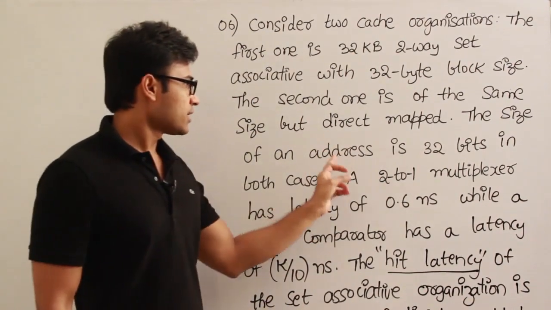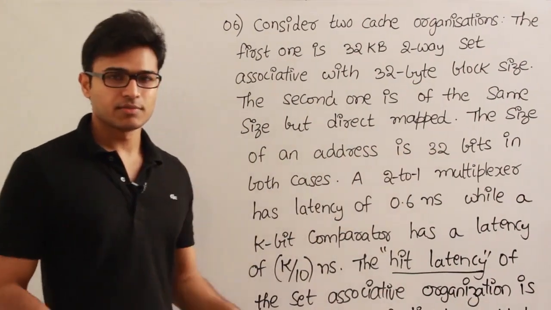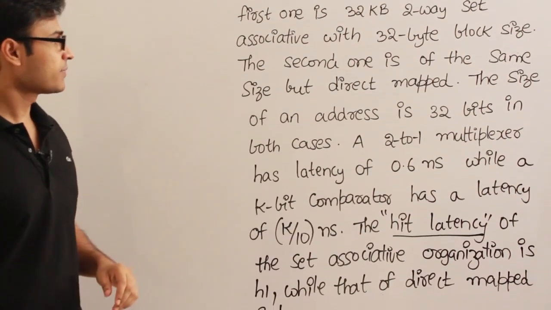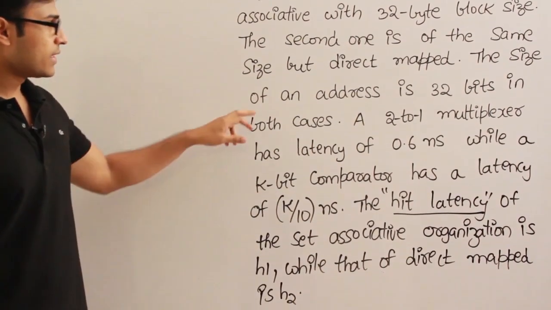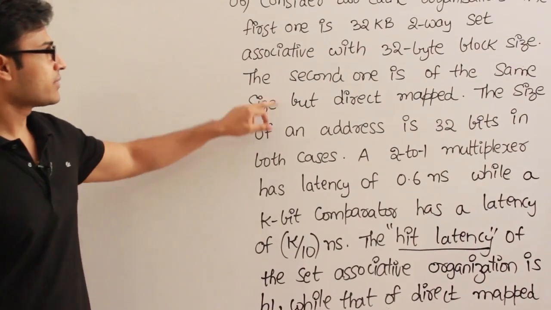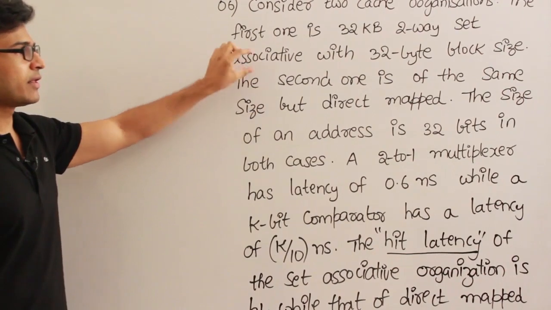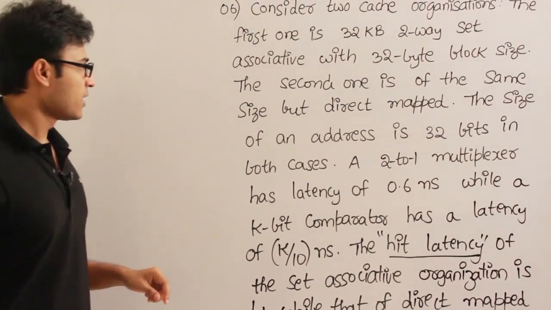Now the size of an address is 32 bits, which means the physical address size is 32 bits. That is what they are saying in both the cases. In both the cases the physical address size is the same and the cache size is the same, but the only difference is one is using direct mapping and the other is using set associative mapping.